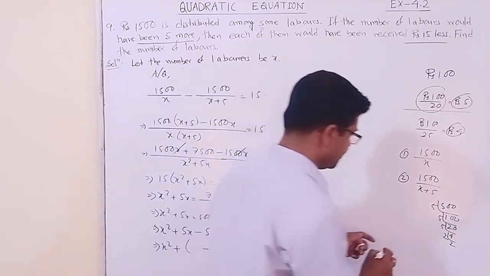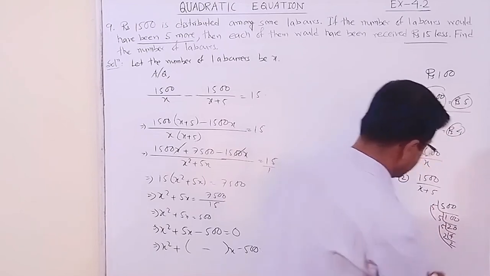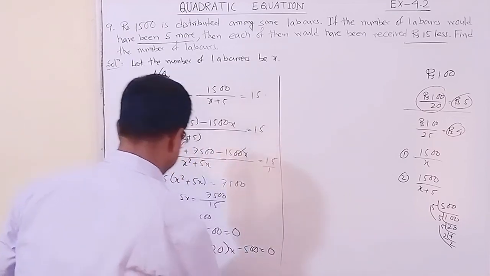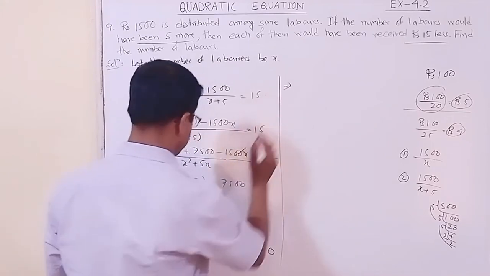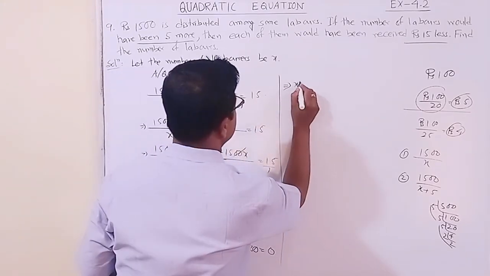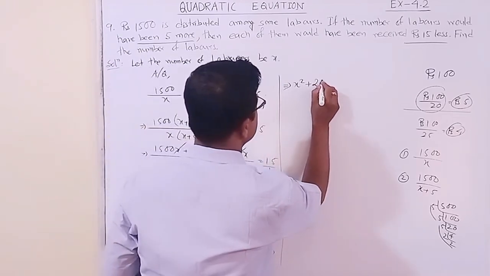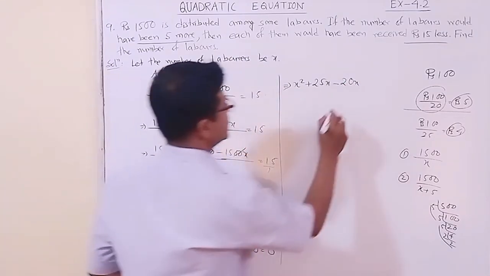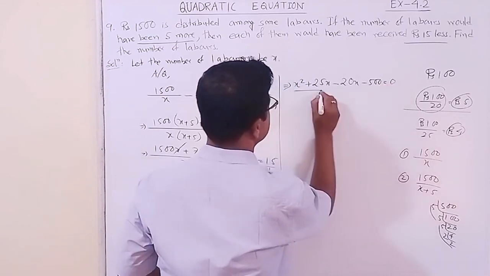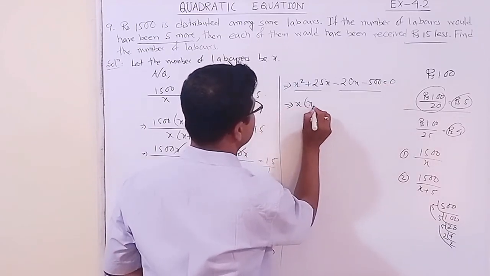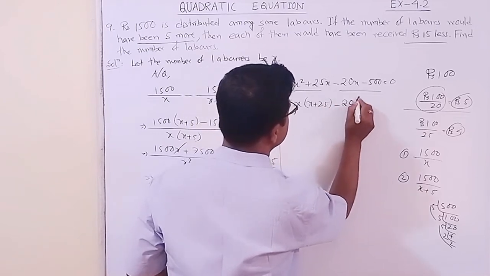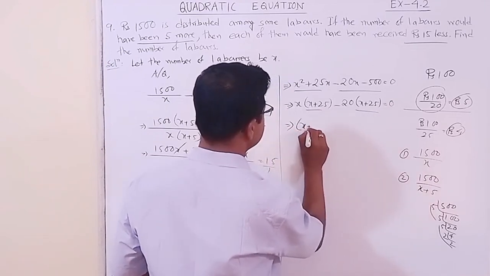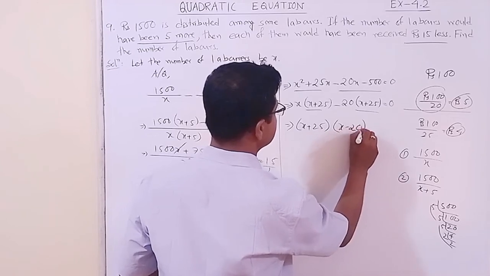Alright, now we have to get 5. How will we get it? Let us see. This 25 and this 20. Okay, so 25 minus 20. Very simple thing. So let us simplify it further. x square plus 25x, isn't it? x square plus 25x, then minus 20x, then what is left? Minus 500 equal to 0. So what is common in the first pair? x is common, x plus 25, here 20 is common, x plus 25 is equal to 0. Here x plus 25 is common, what will be left? x minus 20 is equal to 0.